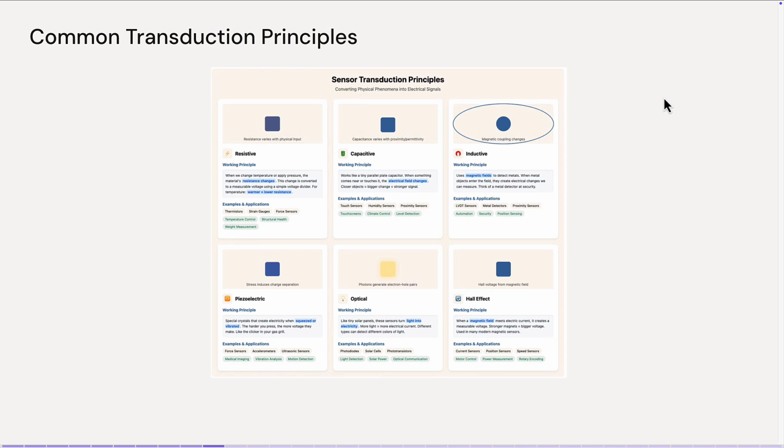When you apply physical phenomena here, the electric field will change. So here we can measure the electric field, and here we can measure the resistance. And based on the merged value, we can actually infer the value of the resulting event. Inductive is based on magnetic fields. Okay, use a magnetic field to detect metal. And when the metal object enters the field, it creates electrical changes.